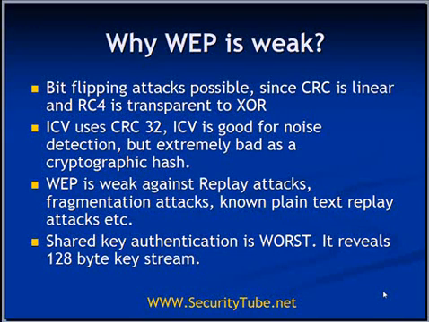Okay, ICV uses CRC32 and ICV is good for noise detection. ICV or CRC32 is good for noise detection, but it is extremely bad as a cryptographic hash. It is used as a cryptographic hash so that it can find out whether the packet has changed or not. MD5 is a good cryptographic hash, but CRC32 is very bad because it is linear. So a few bits changed here and there can easily be handled by recomputing the ICV value, the CRC32 function.